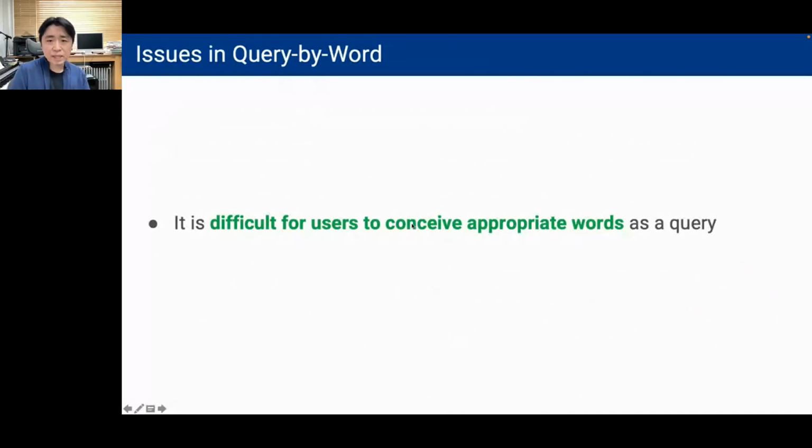Okay, so now we can allow users to use any word as a query using the cross-modal metric learning between audio embedding and word embedding. However, a practical issue is that it's difficult for users to conceive an appropriate word as a query. Say you are imagining some song that you want to listen to. Drawing some word that captures the characteristic of the song is not trivial.